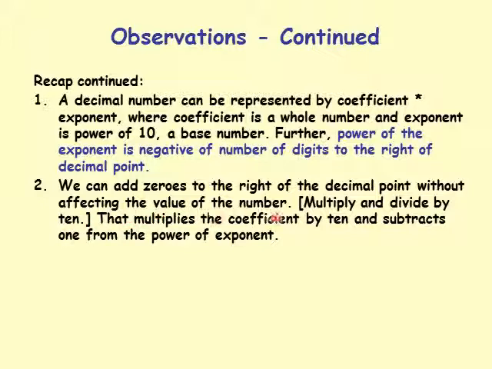That multiplies the coefficient by 10 and subtracts 1 from the power of the exponent. So that would multiply the coefficient by 10 and subtract 1 from the power of the exponent.